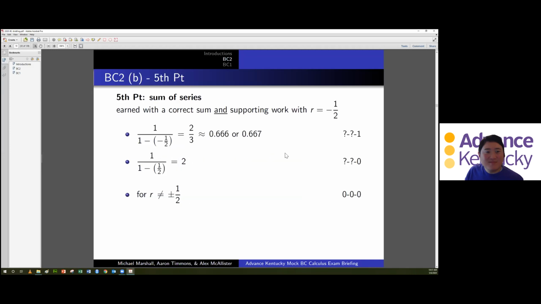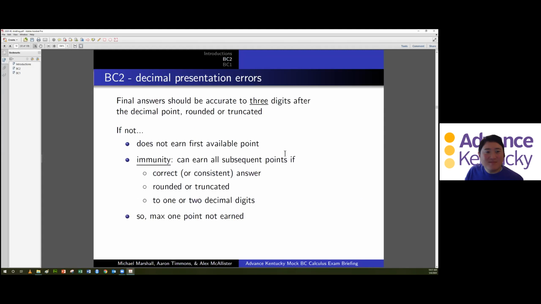Oh yeah, before I talk about the positive 1/2, just to make sure we're okay with how decimal presentation errors work, what are the requirements of the exam? The final answer should be accurate to 3 digits after the decimal point, rounded or truncated. And so what do we do if a student makes an error? They don't earn the first available point. And then we don't want decimal errors to completely knock a student out of every possible point in a question. So there's this idea of immunity that they can earn all the subsequent points with correct or consistent answers, rounded or truncated, and the 1 or 2 decimal digits. So there's 1 point that would not be earned out of the 10 that are available here.